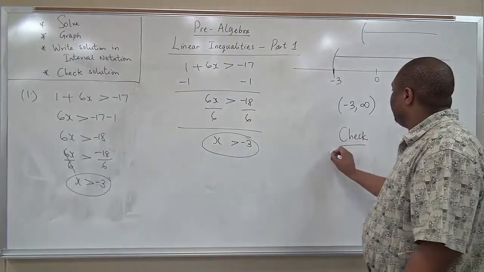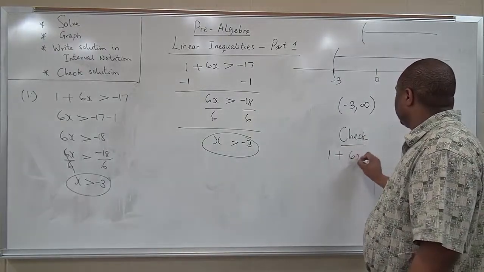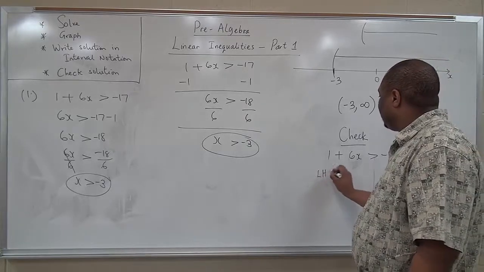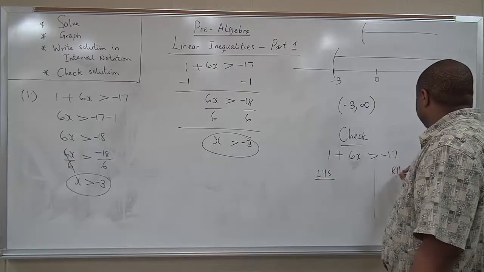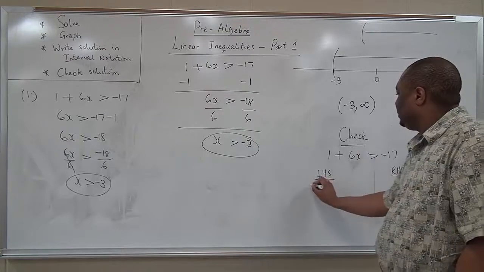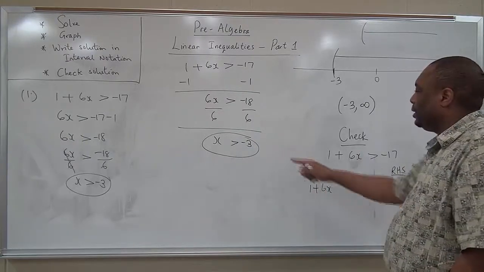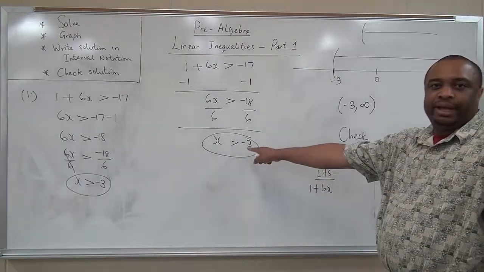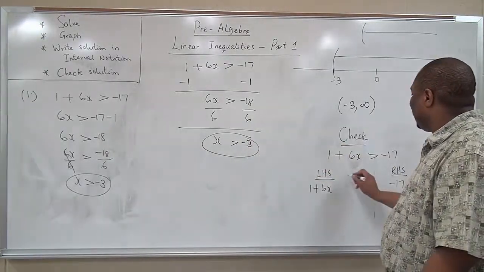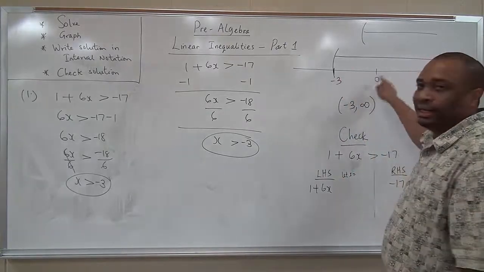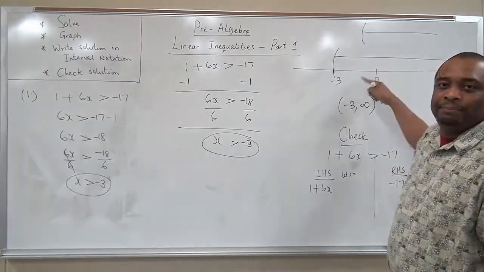Then we write the main problem, 1 plus 6x greater than negative 17. We write our left-hand side and right-hand side. Left-hand side is 1 plus 6x. Right-hand side is negative 17. Our x is greater than negative 3. So let x be what? Anything greater than negative 3. What's the easiest thing you can pick?